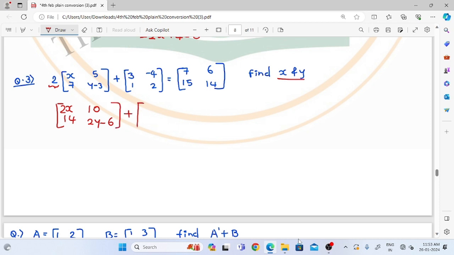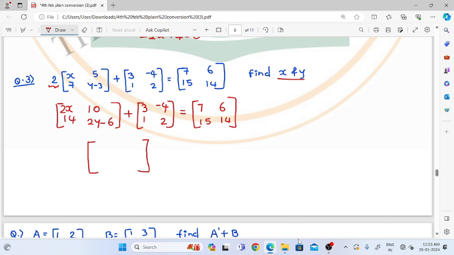Plus this matrix as it is 3, 1, minus 4. This is also as it is 7, 6, 50, 40. Now just add this matrix. How to add the matrices? Corresponding element with corresponding entry.